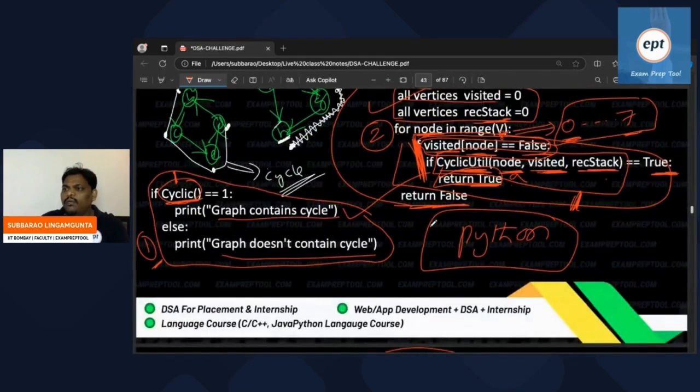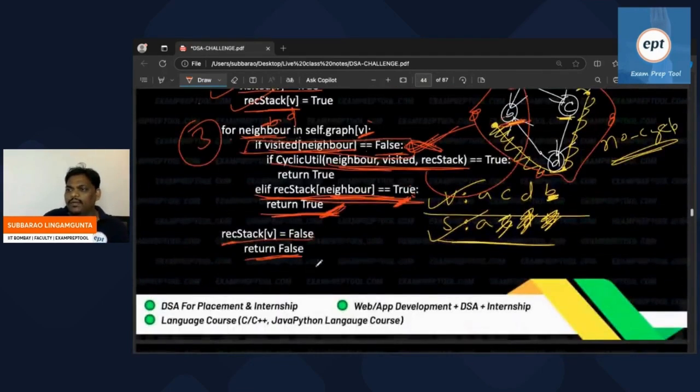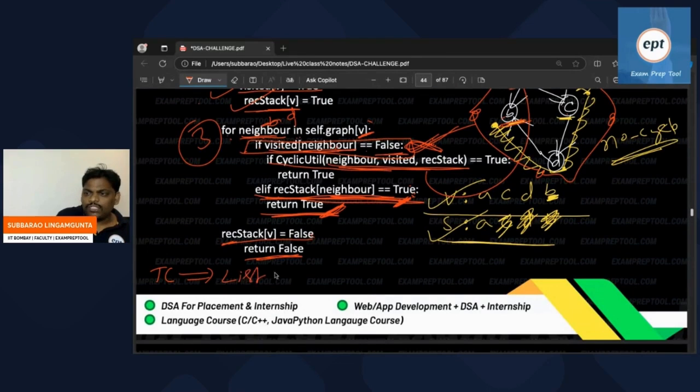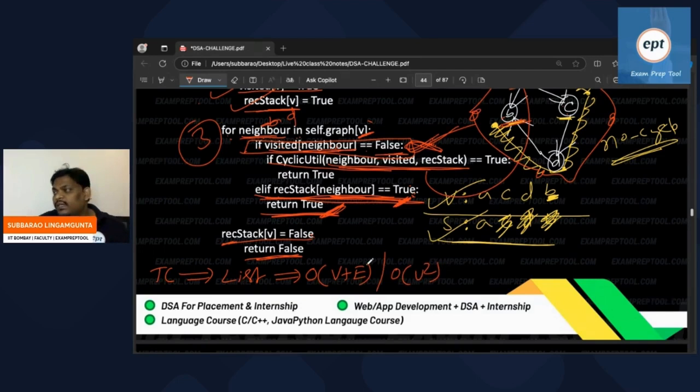So I'm writing now. Time complexity of this program: if it is an adjacency list, order of V plus E. If it is a matrix, order of V square. It depends on how you represent the graph. If you represent the graph by list, V plus E time; matrix, order of V square. What about space complexity? Extra space for arrays. Two arrays I am taking, the visited array and the stack array. V plus V, 2V, which is nothing but order of V. That's the answer for this.